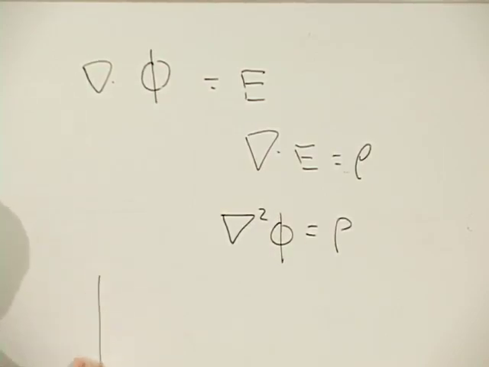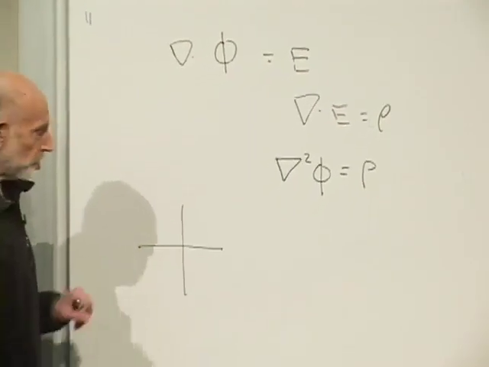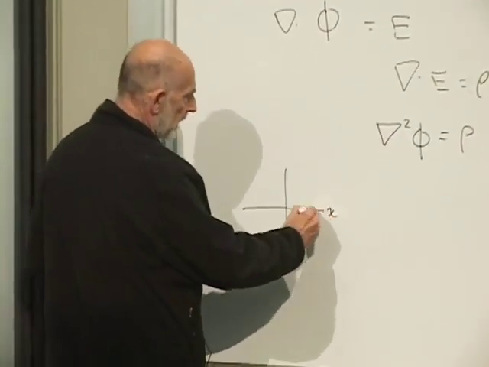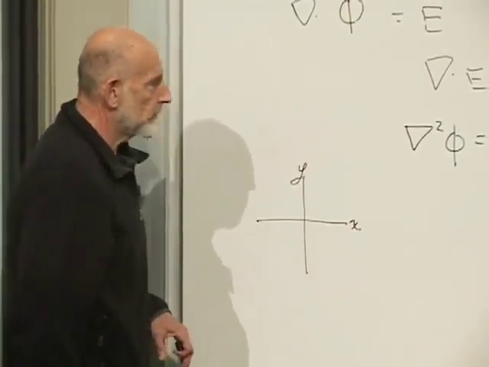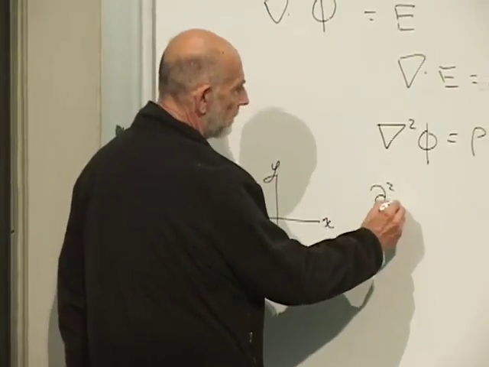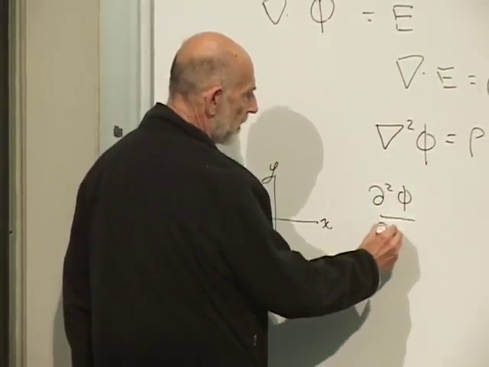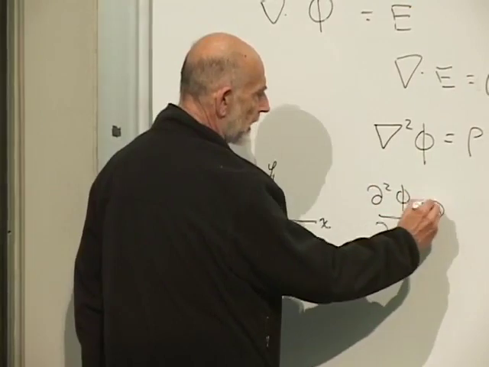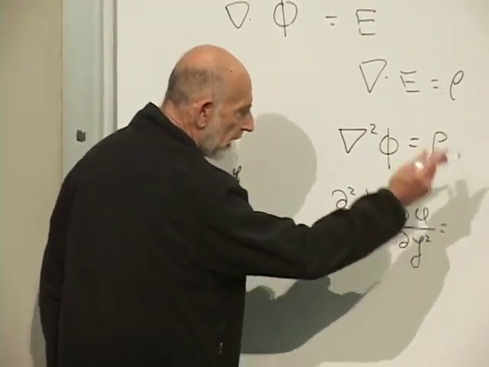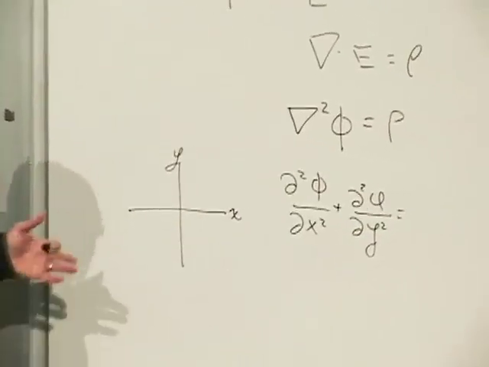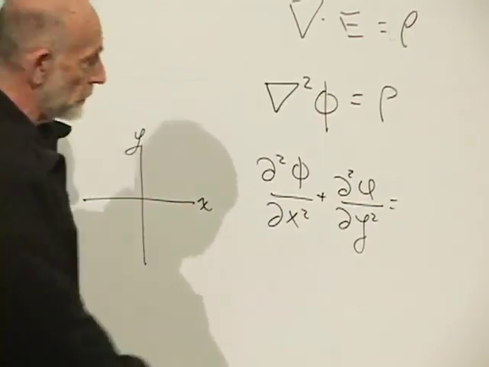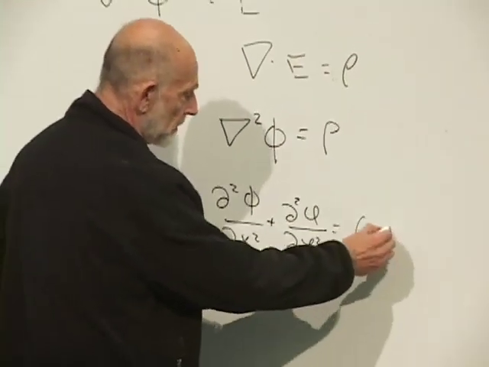If we're in a literally 2-dimensional world, let's say with coordinates little x and little y, then what is del squared? Del squared is the 2nd derivative of phi with respect to x squared plus the 2nd derivative of phi with respect to y squared. And that on the right-hand side is rho. If there's charge density, it's not 0, but in places where there is no charge density, it's just 0.